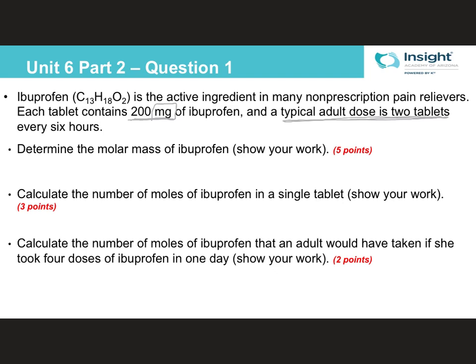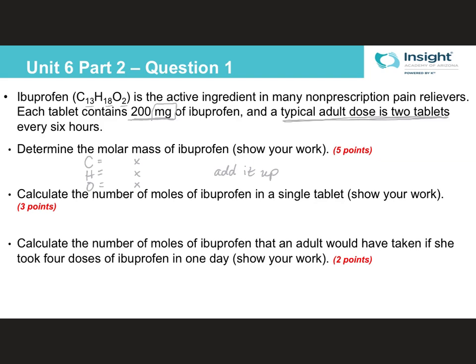So first thing first is calculate your molar mass of ibuprofen. This is where you're going to go look up the mass of carbon, hydrogen, and oxygen off your periodic table. And then you're going to multiply them by how many exist, and then add it up. You should be able to handle that. So then it says calculate the number of moles of ibuprofen in a single tablet.